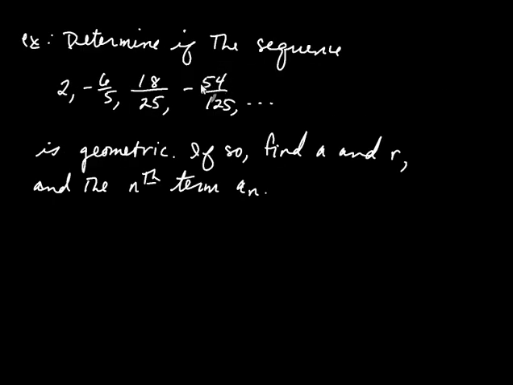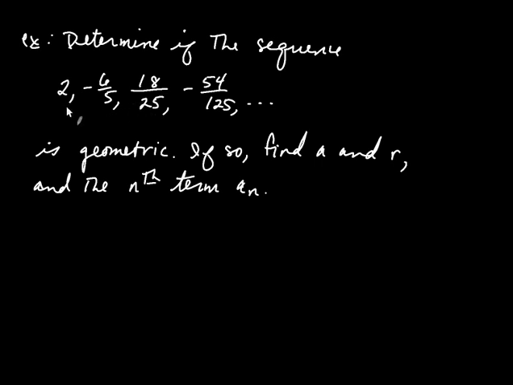Let's determine if the sequence 2, -6/5, 18/25, -54/125 is geometric, and if so, let's find A and R and the formula for the nth term of the sequence. This looks like it might be a geometric sequence. The first thing I notice is that it's alternating: positive, negative, positive, negative. We can go from positive to negative by multiplying by a negative, and then from negative to positive by multiplying by a negative again.